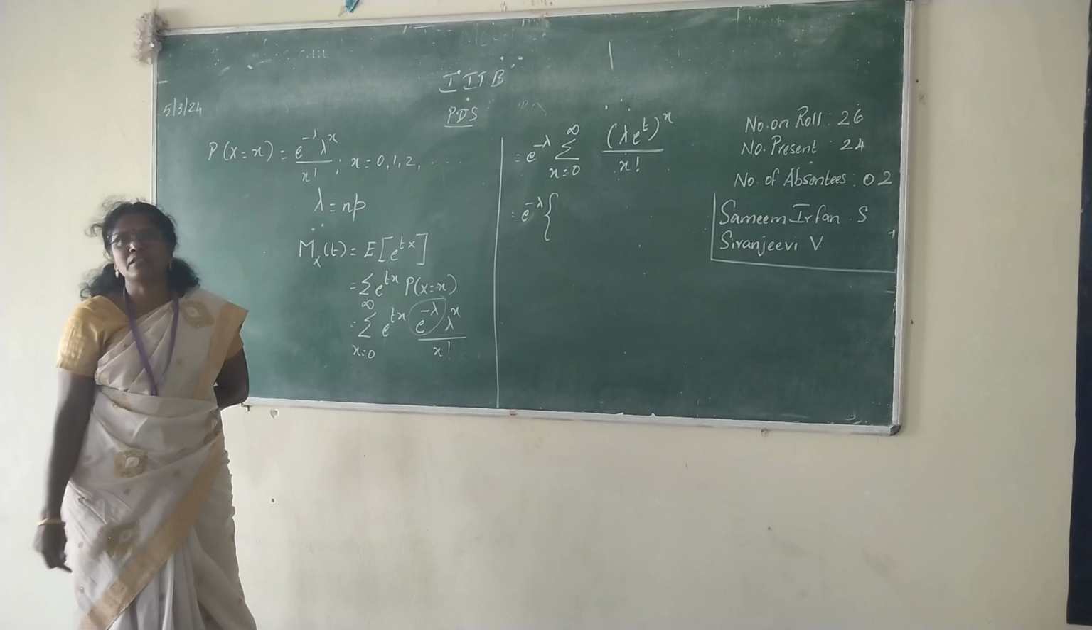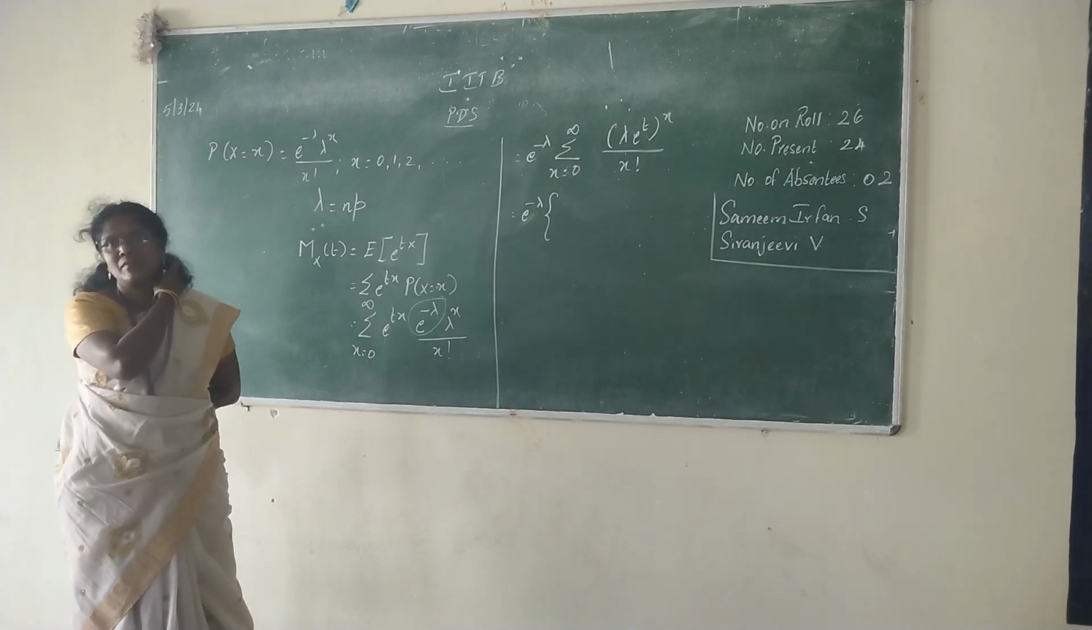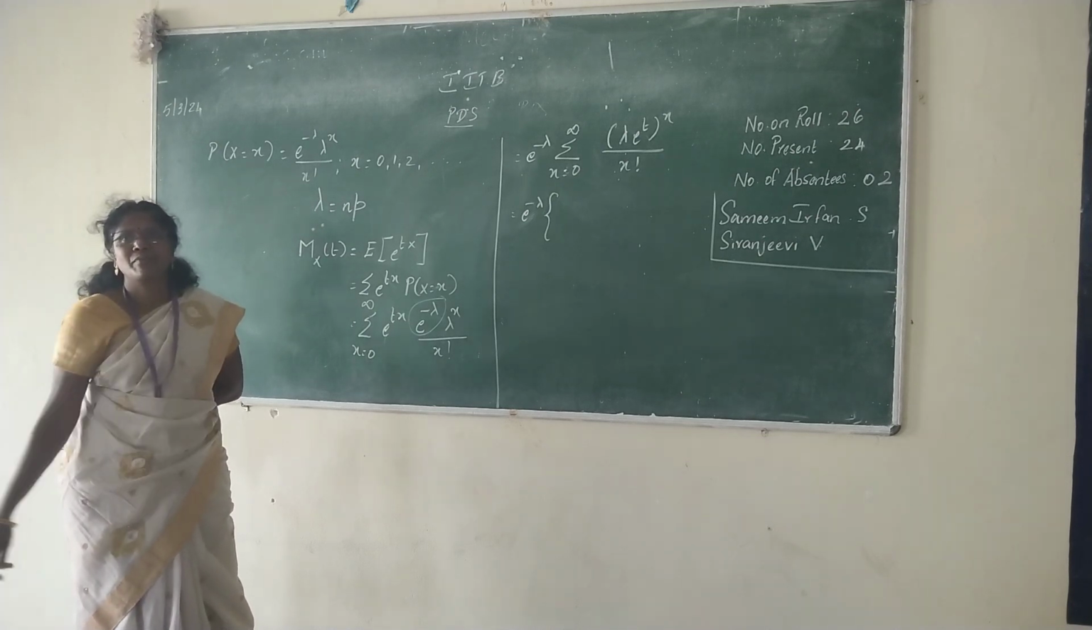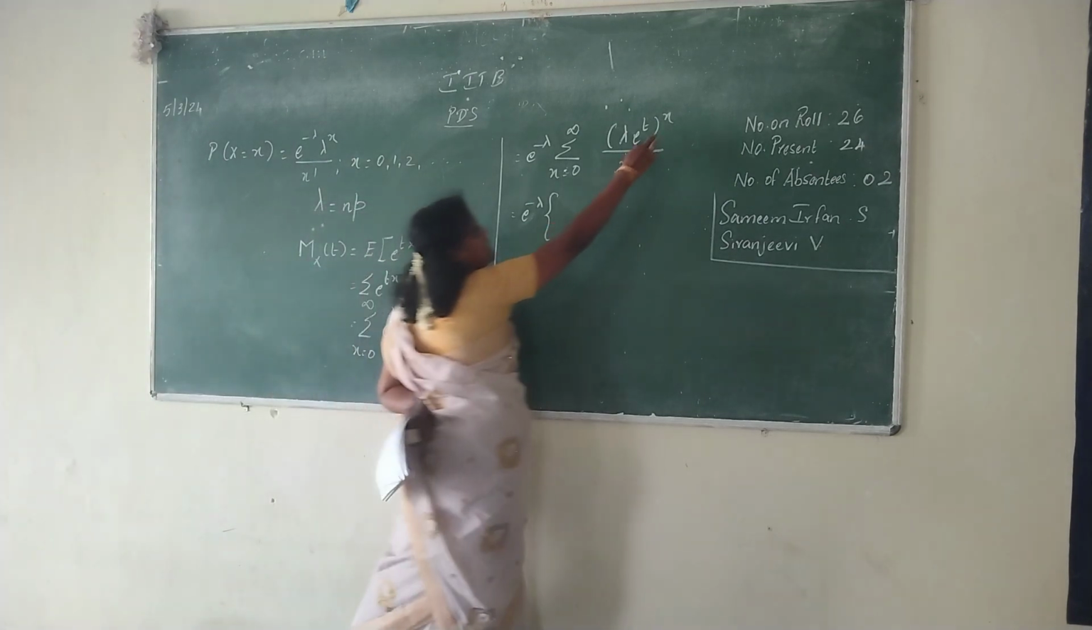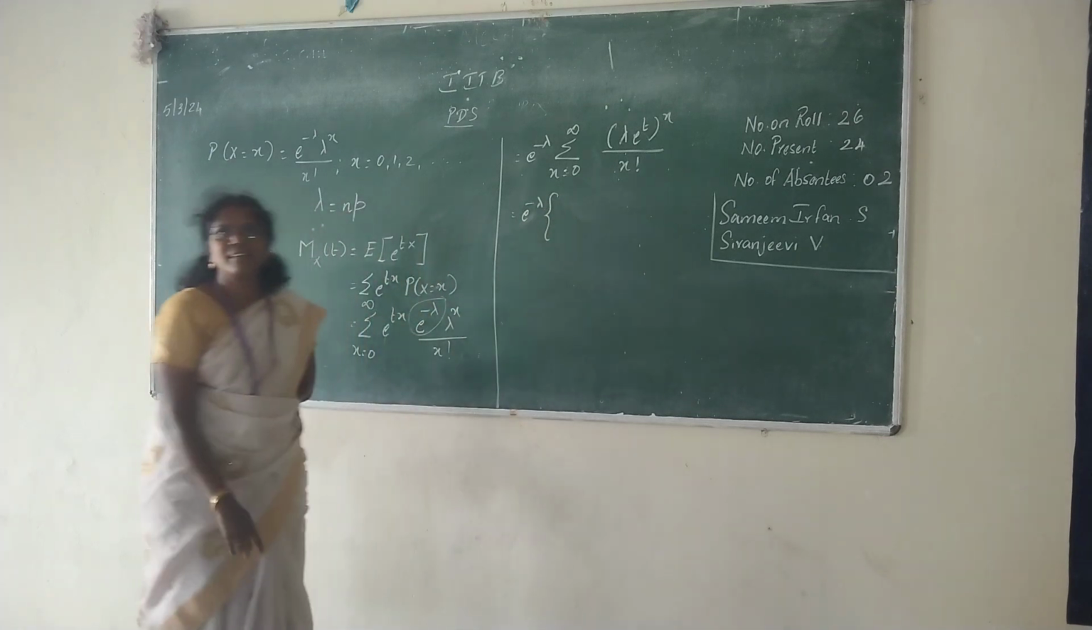What will happen if you substitute x equal to 0? Simple, you must see the board and tell me the answer. Wherever x is there, replace it as 0. What will happen?